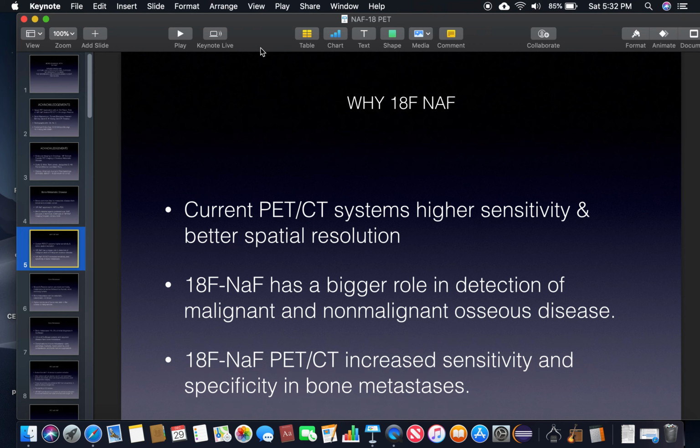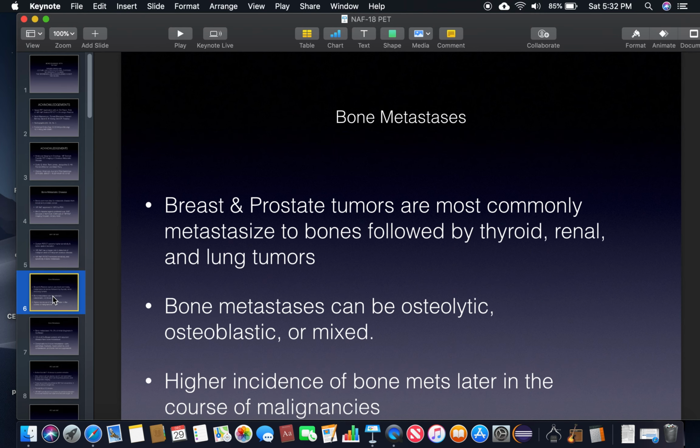The current PET-CT systems have a higher sensitivity and better spatial resolution, and that is why sodium fluoride has found, or refound, a use in the detection and management of malignant bony lesions, particularly metastatic lesions. Now, sodium fluoride PET-CT has increased sensitivity and specificity in bony metastatic lesions.